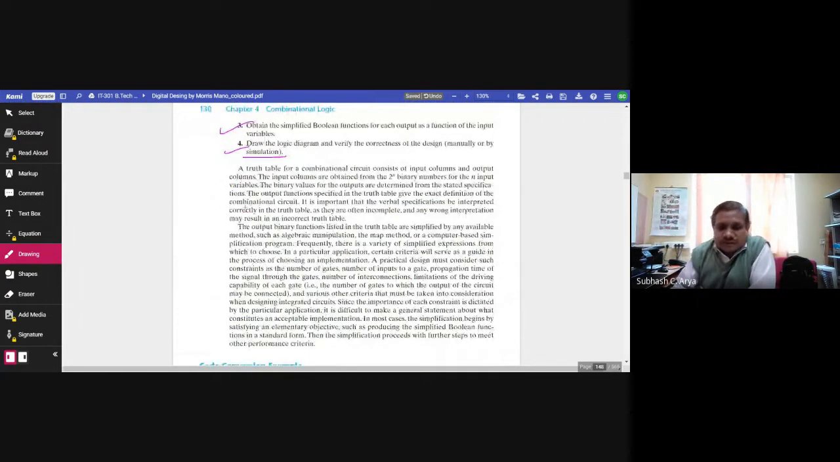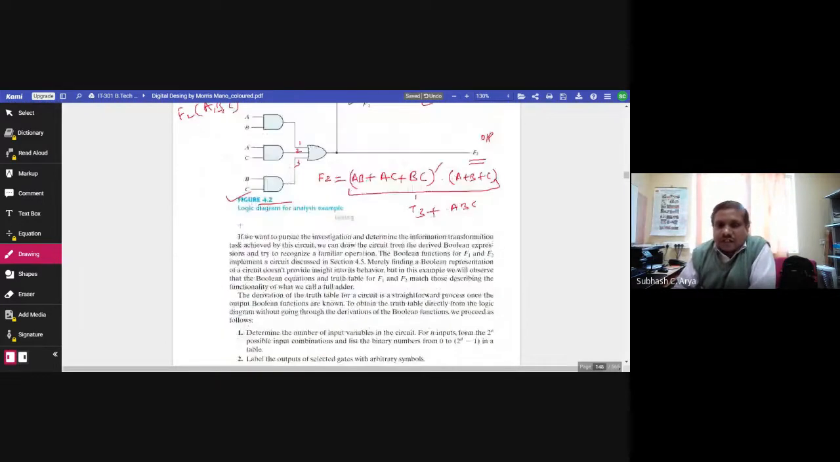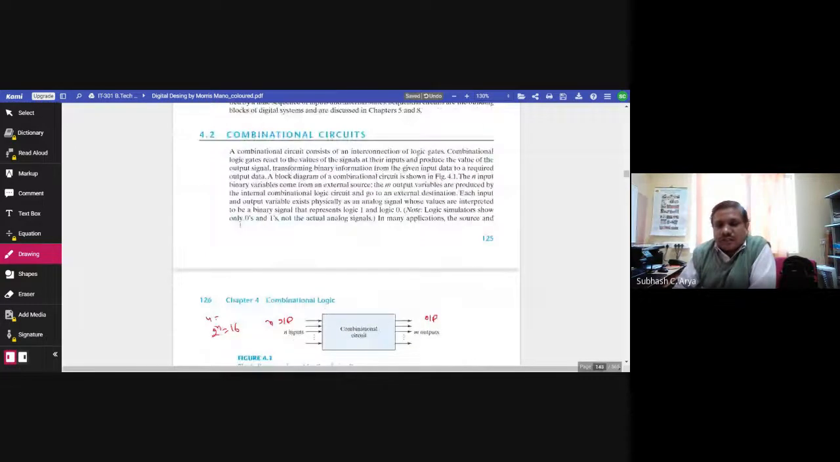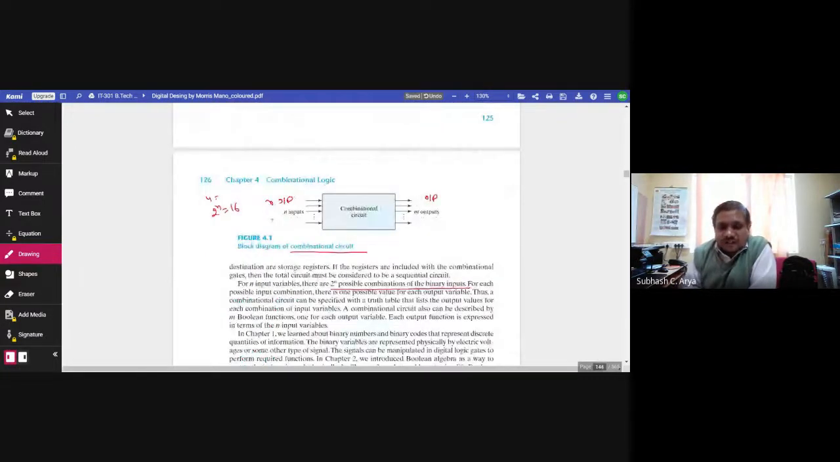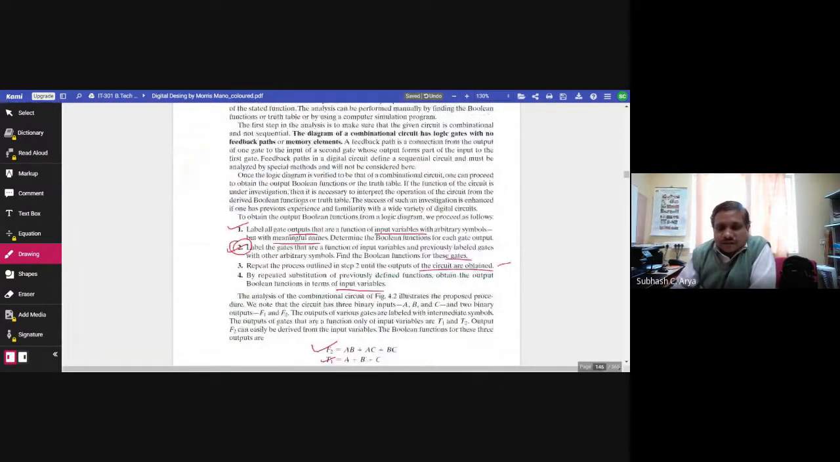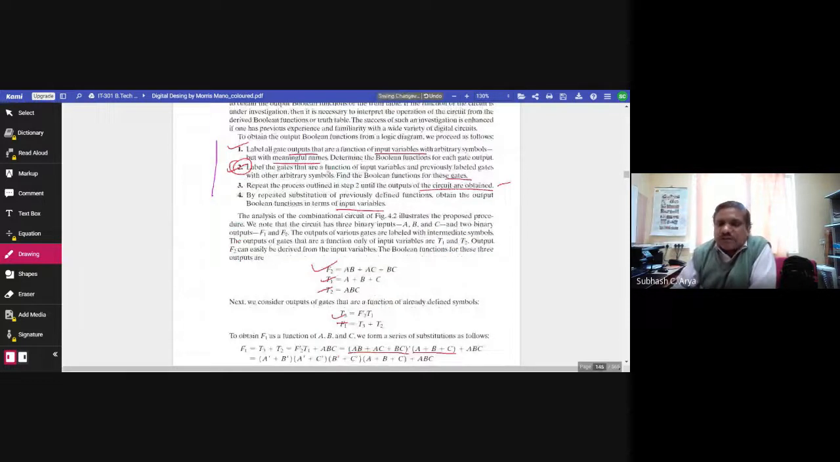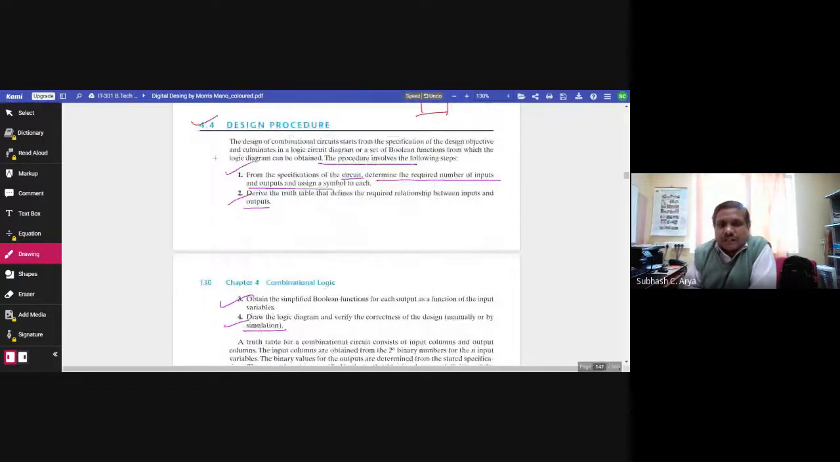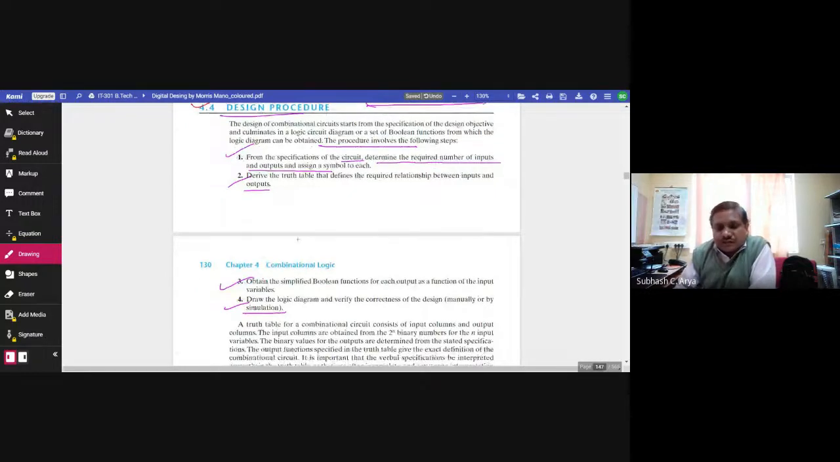So today we have learned how to analyze the circuit and how to design the circuit, that is, the combinational logic circuit. Now this was the definition, and here the analysis procedure, where we saw the 4 steps, and this is the design procedure, just the inverse of that. Here we are given the statement of the problem, and based on that we have to design the circuit.